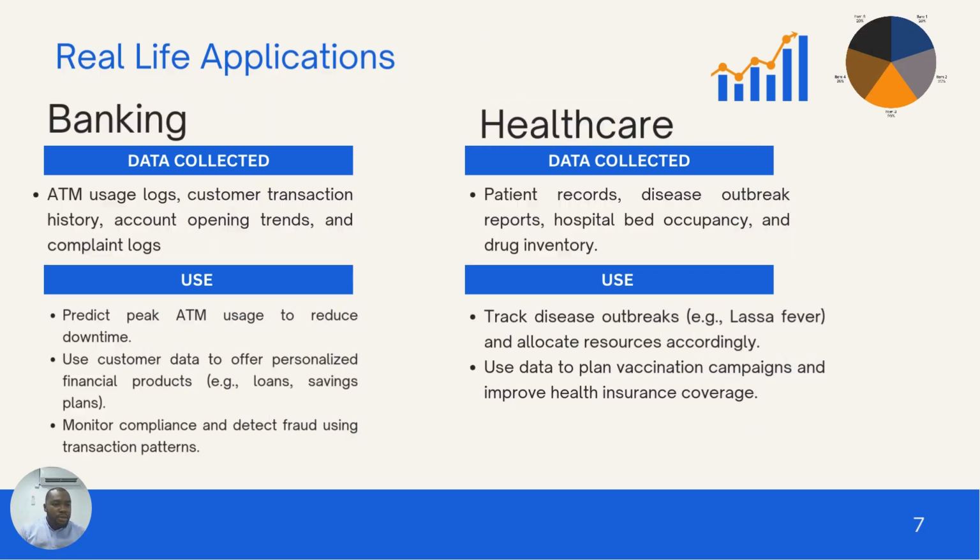So some other real life applications, for example, in banking. Some of the data that is being collected: ATM usage logs, customer transaction history, account opening trends, complaint logs. They are used to predict peak ATM usage and reduce downtime. Which is why sometimes when you go to the bank, they tell you 24/7 we have money, because they are constantly monitoring the ATMs to see what is happening, and then they can use it to predict downtime, right?